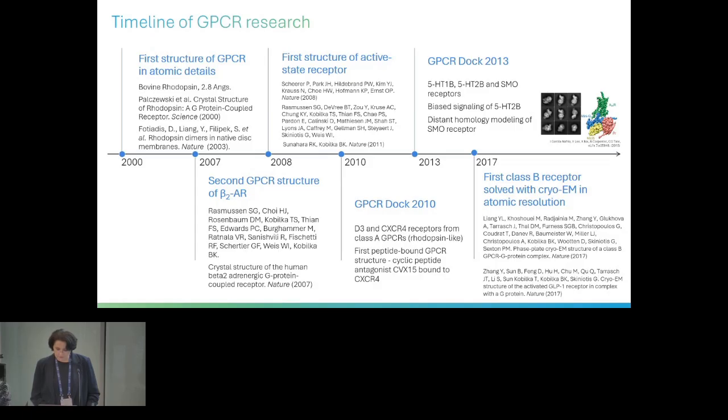In 2017, the first high-resolution structures of GPCRs were determined with cryo-EM, and since that year, rapid progress in GPCR structure determination has been steadily observed.